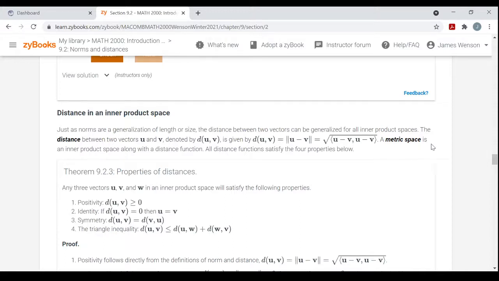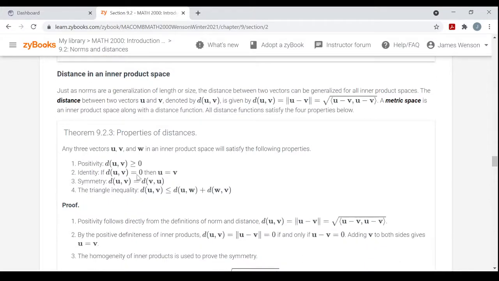A metric space is an inner product space along with a distance function, like this. And all distance functions satisfy the four properties below. Again, these basically come from the fact that we're taking a norm. The distance between any two vectors, because it's defined as a norm, will be greater than or equal to 0.